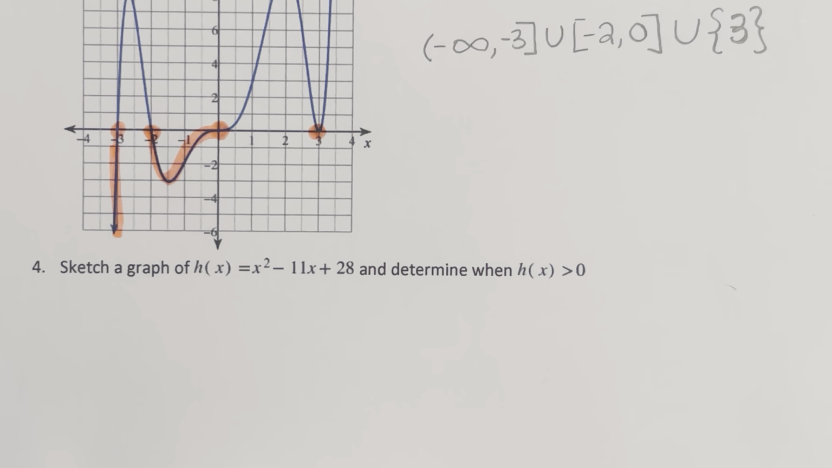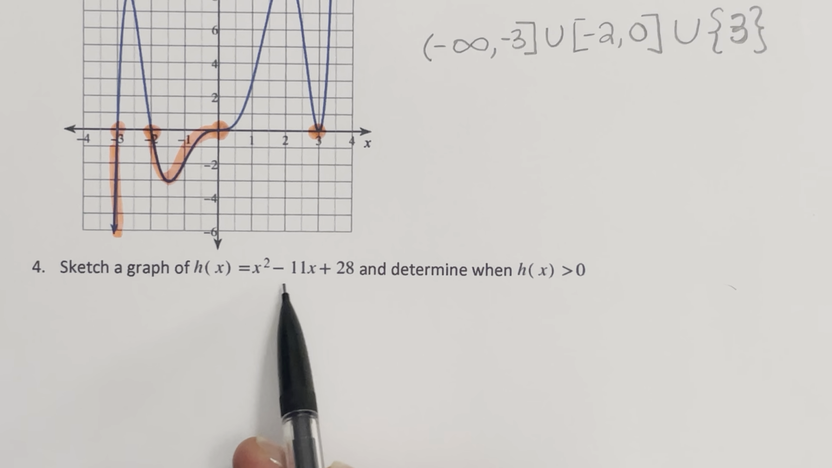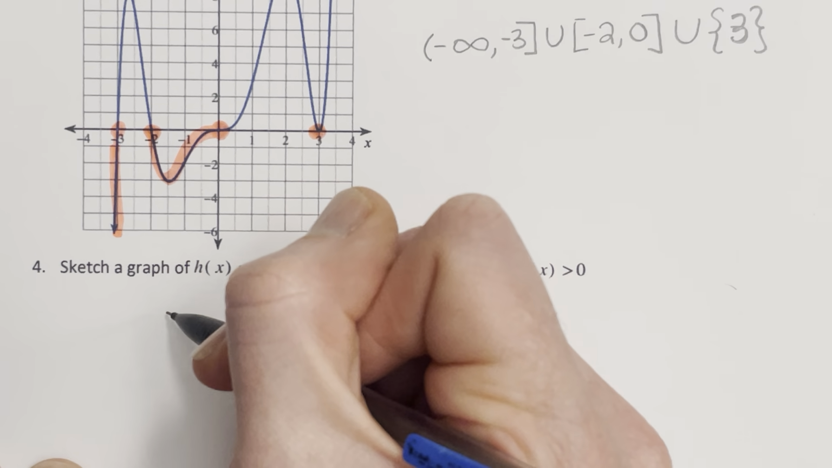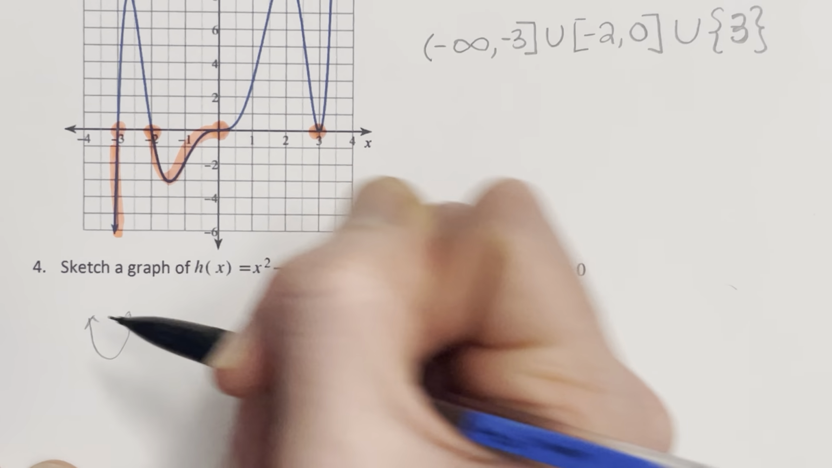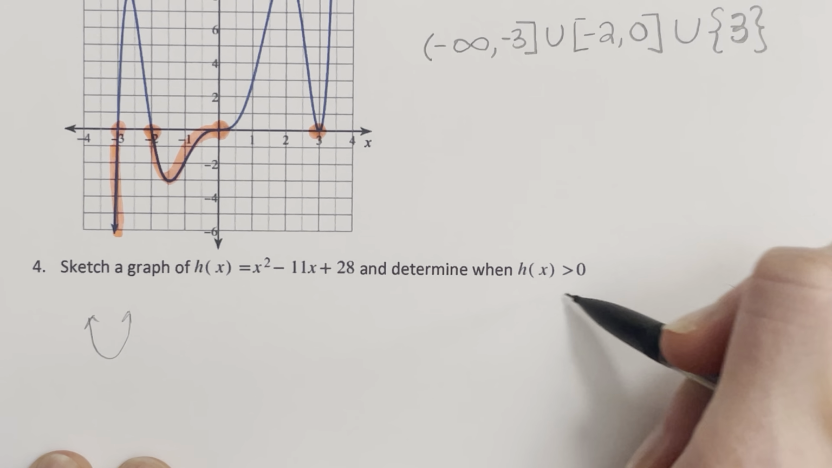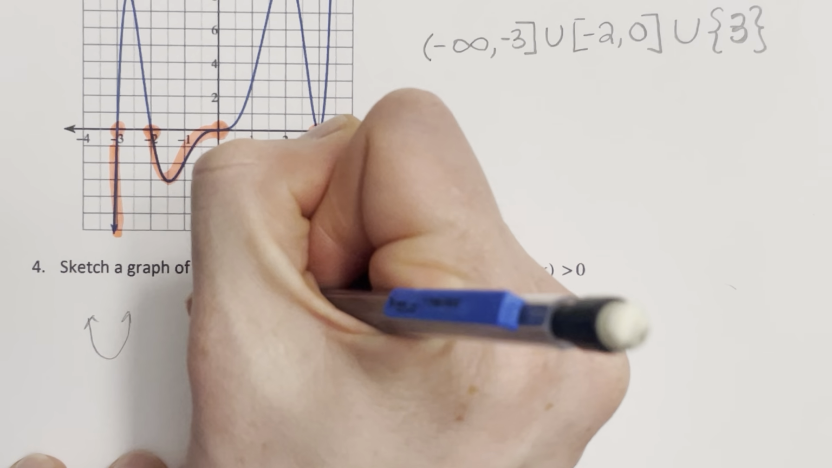For question 4, we have a quadratic equation. H of x is x squared minus 11x plus 28. And we want to figure out when is this function greater than 0. To do this graphically, I would need to sketch out what this graph looks like. I know it's a quadratic, so it's going to have a parabola shape, but I need some more information. If we care about when it's greater than 0, I might first need to figure out when is it equal to 0.